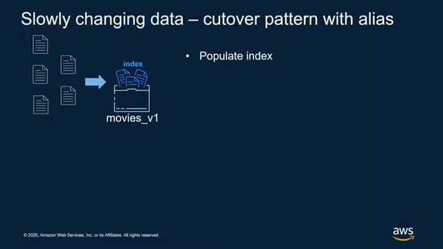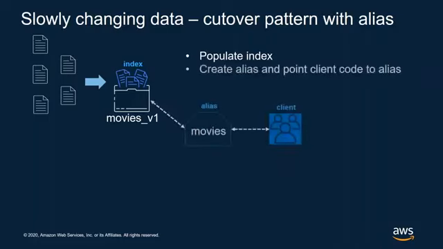So some of the patterns that people will use with slowly changing data is that as they update the data, what they're going to do is initially populate an index. And in our use case, we're going to talk about a movies database, so I'm going to use movies as an example. But you can take your documents, you'll index it into an index called movies version 1. So you populate that index. Next, you create an alias called movies so that your client applications can actually hook into that and have no need to understand the underlying implementation of what index is actually housing the data.